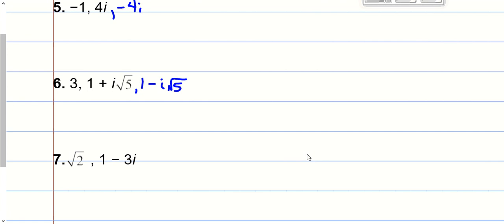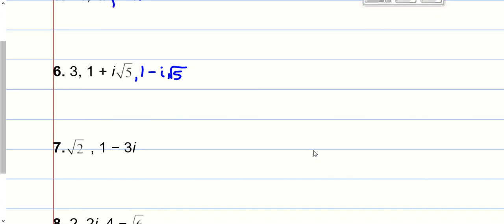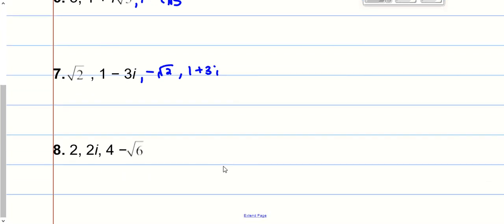On number 7, you are given square root 2 and then 1 minus 3i. Well, since you have the square root of 2, you also need the negative square root of 2. And since you have 1 minus 3i, you also need 1 plus 3i. Okay? And number 8, the last one that we'll look at as far as what the solutions are supposed to be, you have 2, you have 2i, you have 4 minus the square root of 6. So with the 2i, you'll also need negative 2i, and with 4 minus the square root of 6, you'll need 4 plus the square root of 6.